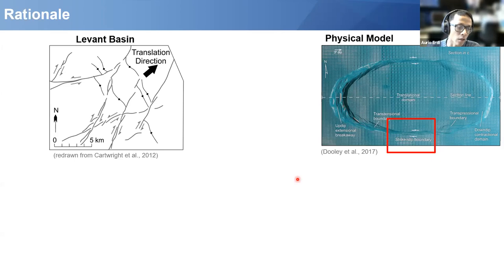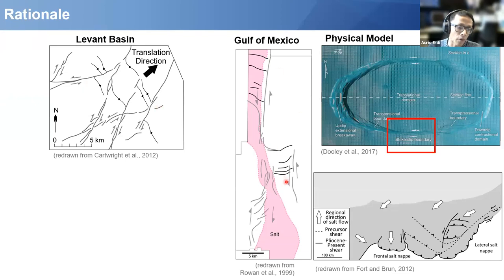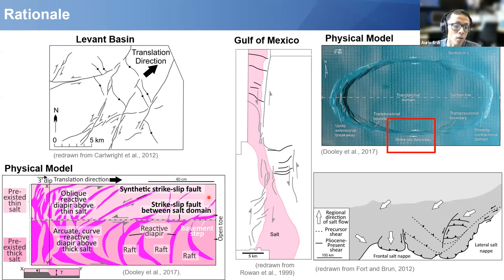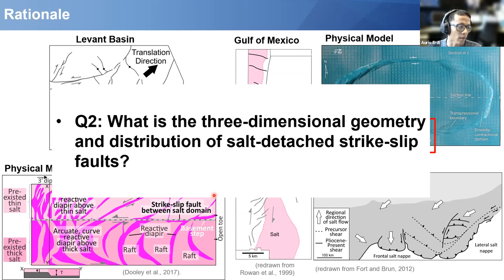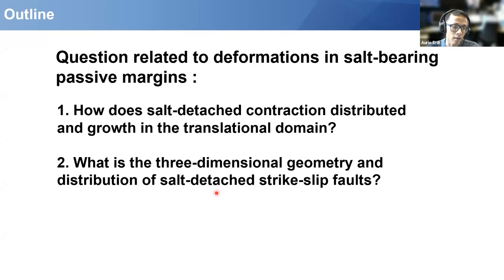And besides salt-detached contraction, we can also observe strike-slip faults in the salt-bearing passive margin. For example, the salt-detached strike-slip fault in the Levant Basin, or in the Gulf of Mexico. And the fault also has been tried to be demonstrated in a physical model to understand how this structural feature was formed. Yet, we also realized that little is still known about the three-dimensional geometry and growth of strike-slip faults in comparison to both normal and reverse faults that have been extensively studied. So our second question in our project is, what is the three-dimensional geometry and distribution of salt-detached strike-slip faults? So these are two questions that I will try to discuss in this talk. And they are related to salt-detached contraction and strike-slip faults in the translational domain of a salt-bearing passive margin.